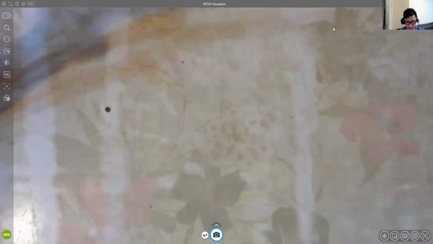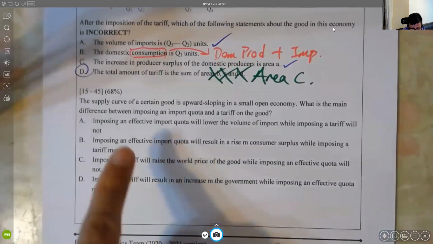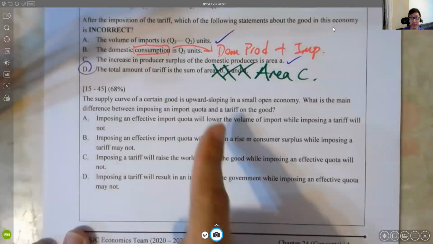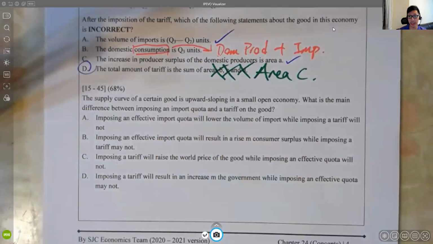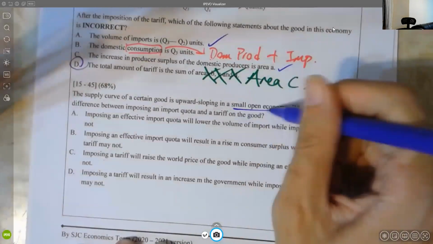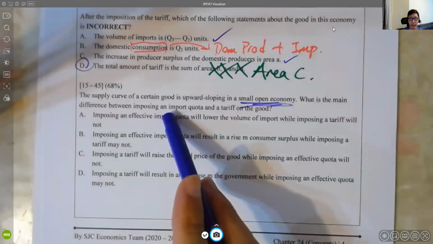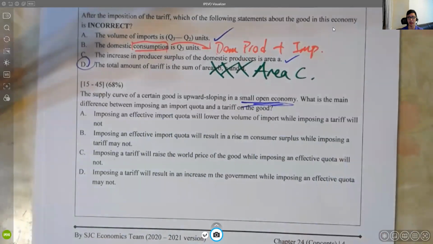Let us go back to page 4 of your notes. Here is a theory question. Now, the supply curve of a certain good is upward sloping in a small open economy. So remember, in a small open economy. What is the main difference between imposing an import quota and a tariff on a good?